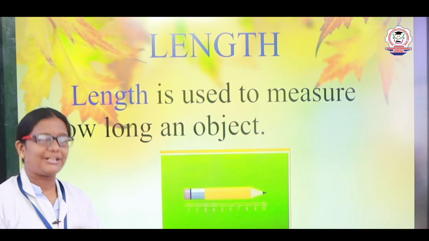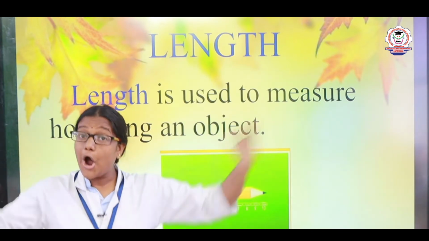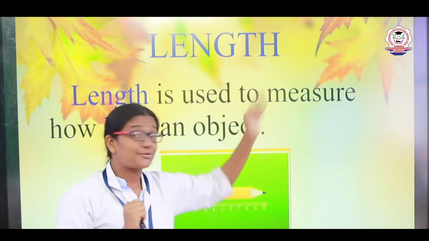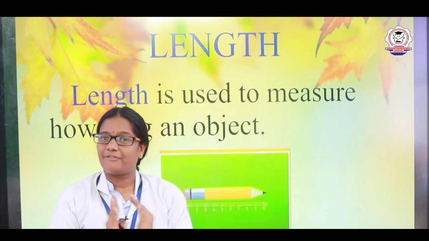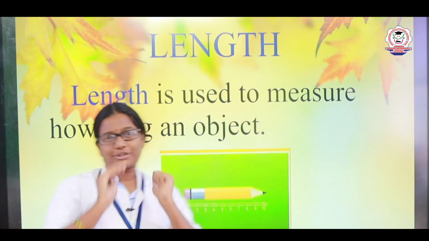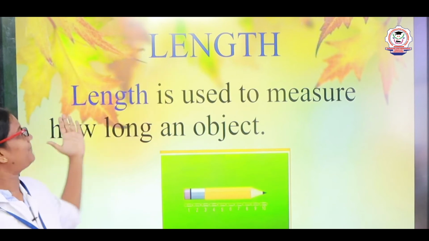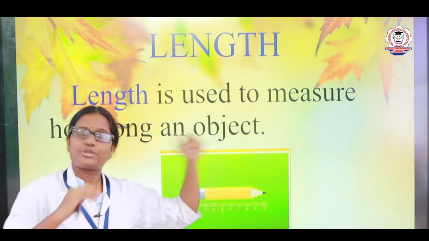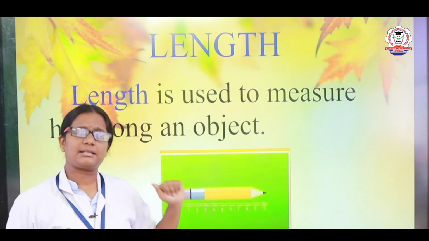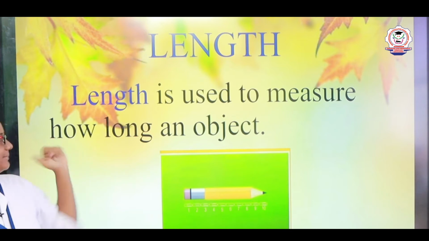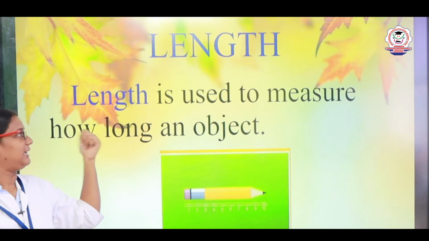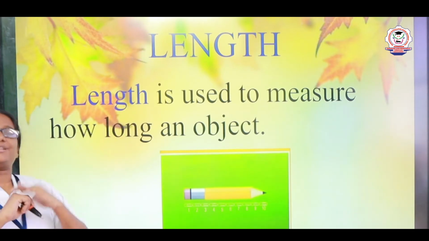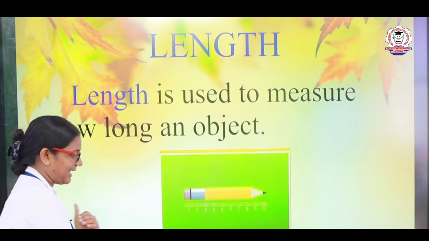Length is nothing but it is used to measure how long the object or how short the object. So length is used to measure what, children? To check whether the object is long or short. Okay, so what is length, children? It is used to measure how long an object or a thing, that is called as length. Now tell me the spelling of length along with me. L-E-N-G-T-H. Length.